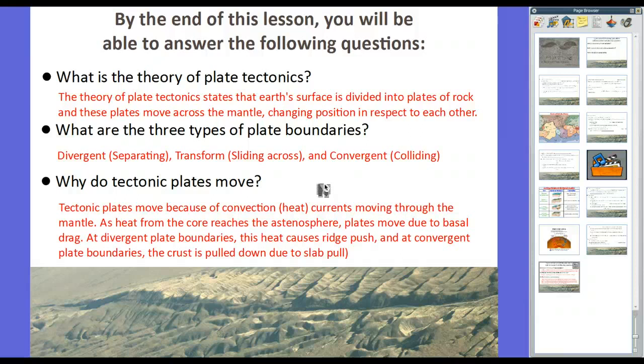And at convergent boundaries, where it cools off and becomes more dense and starts getting sucked down into the mantle, the crust is pulled down due to slab pull. So, there you go. There's the three answers to these questions, the three big important things.